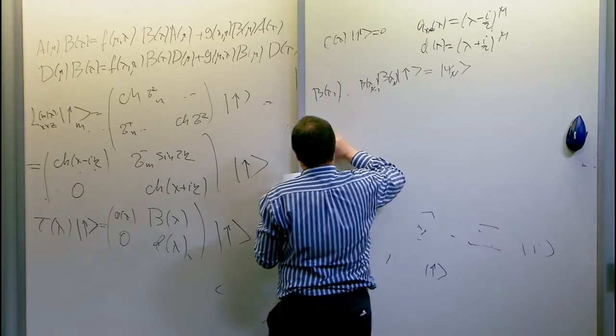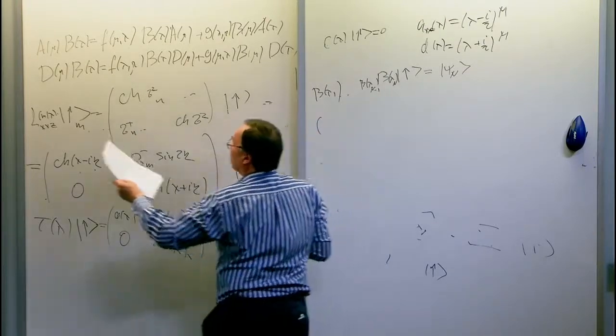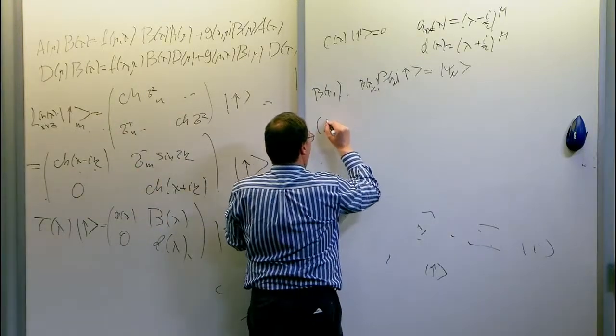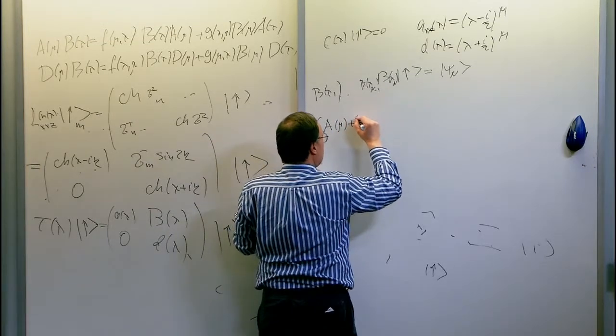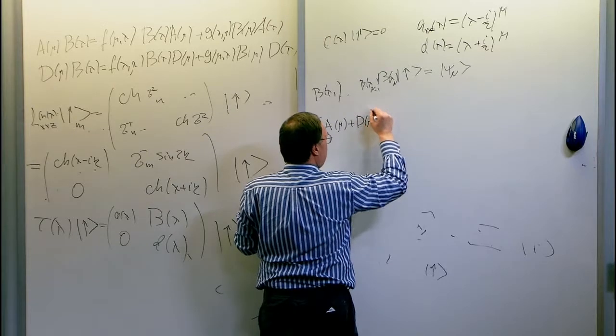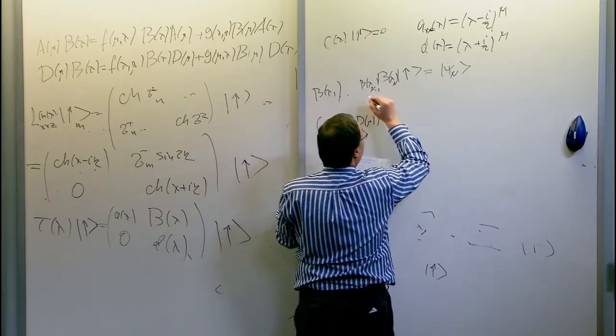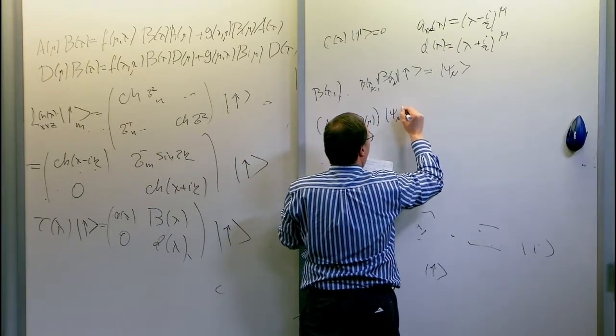What I can do by now is sum up my two operators, A plus D. They commute with the Hamiltonian, and they contain all the conservation laws. And if I diagonalize them, then I will know the eigenvectors of the Hamiltonian. I want to apply this here.